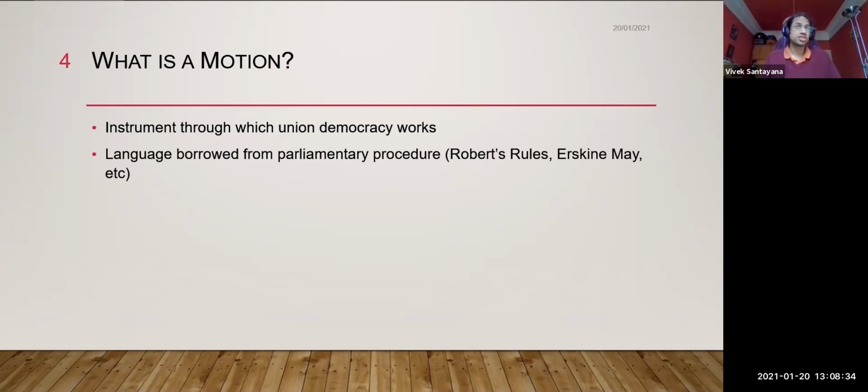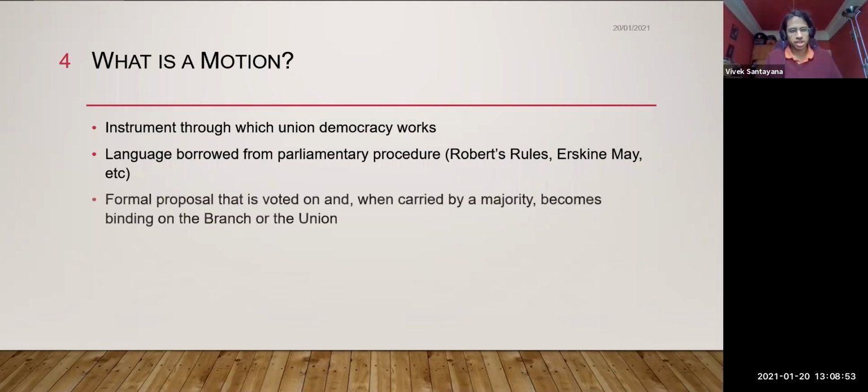But hopefully this workshop will demystify the basics of a lot of this procedure in a way that is relevant to our branch's democracy, without having to talk in elaborate or exhaustive, or exhausting rather, detail of all the more arcane rules of Robert's Rules or whatever have you. A motion, then, just unpacking all this jargon, is a formal procedure that is voted on, and when it is carried by a majority, it becomes binding on the branch or the union.